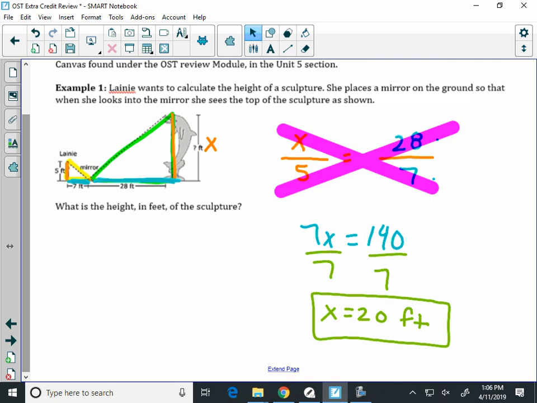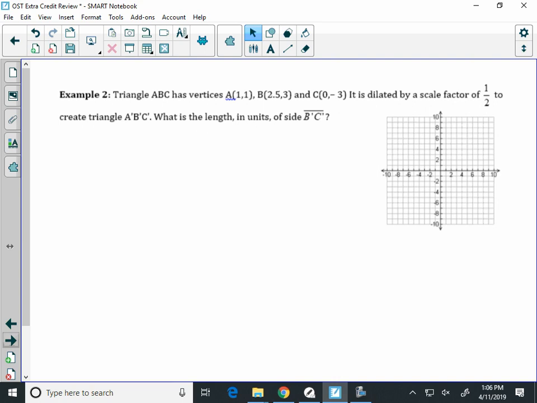Okay. Another type, this is a new concept: triangle ABC has vertices at (1, 1), (2.5, 3), and (0, -3). It's dilated by a scale factor of 1/2. What is the length in units of side BC? So there's two ways of going about solving this one. My suggestion would be to first plot these points: (1, 1), (0, -3), and (2.5, 3).